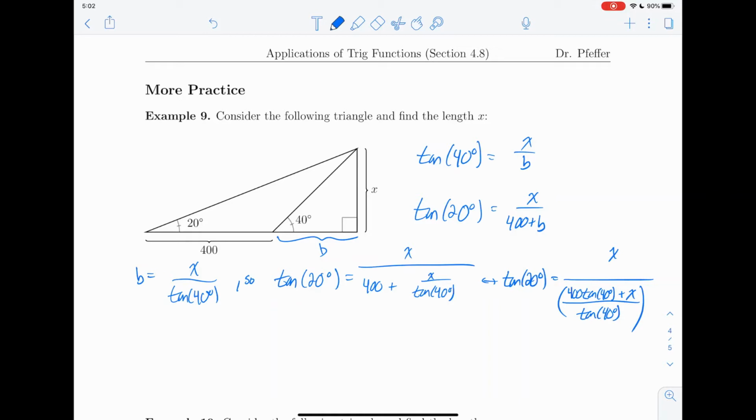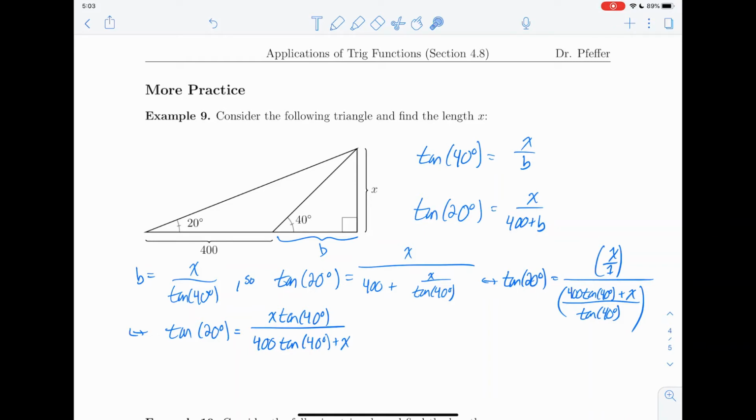The numerator, x, can be rethought of as just x over 1. So the right-hand side is just a fraction divided by a fraction. So you can use keep, change, flip in order to rewrite that right-hand side, or the overall equality, as tangent of 20 degrees is equal to, in this case, x times the tangent of 40 degrees all over 400 times the tangent of 40 degrees plus x.